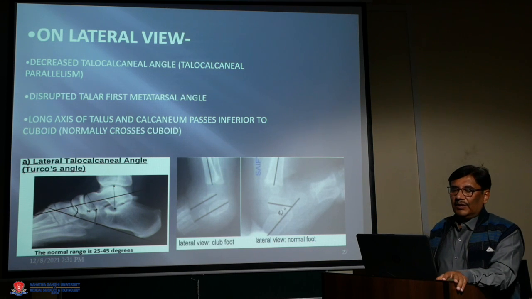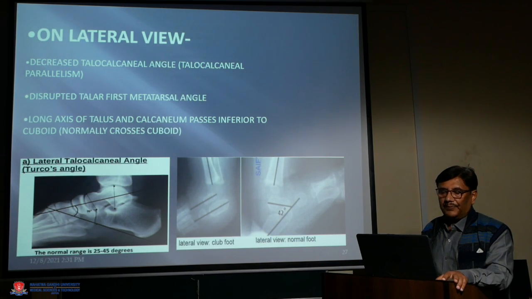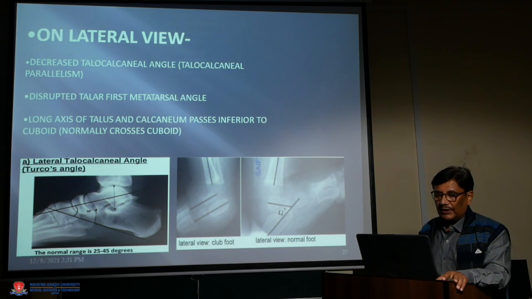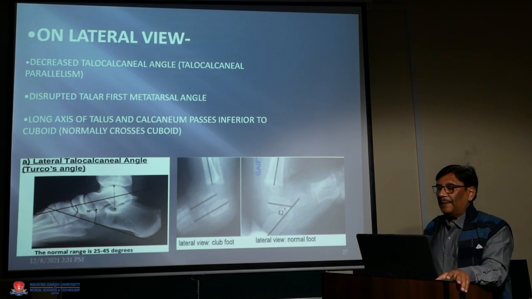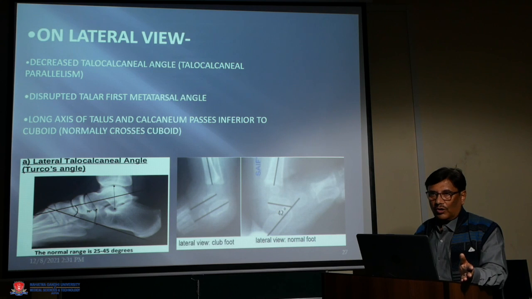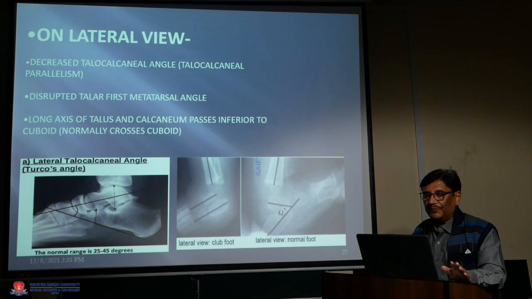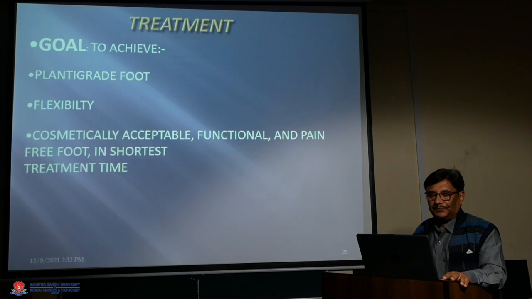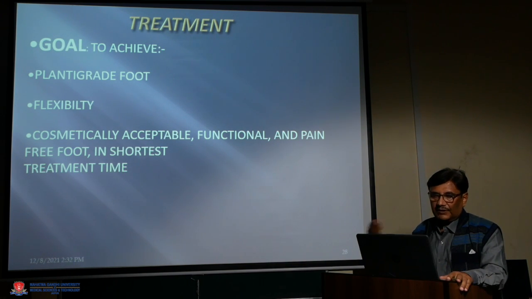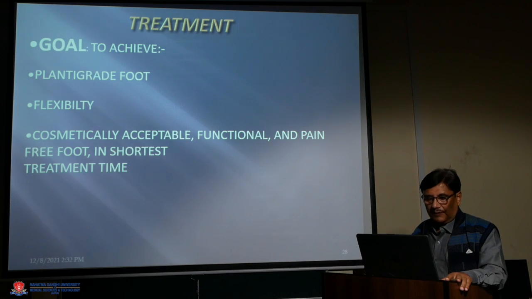On the lateral view, there is a decreased talocalcaneal angle, and there is a disrupted talus first metatarsal angle. This is the lateral talocalcaneal angle, which is also called the Turquoise angle. In the clubfoot, the lines have become parallel, and in a corrected foot, it is making an angle of 42 degrees. So measuring these angles will help us make the diagnosis of whether there is a clubfoot or not, and it also has a prognostic value in that these angles are restored to normal. So having discussed this, we'll discuss the treatment or the management of the clubfoot in my next talk.